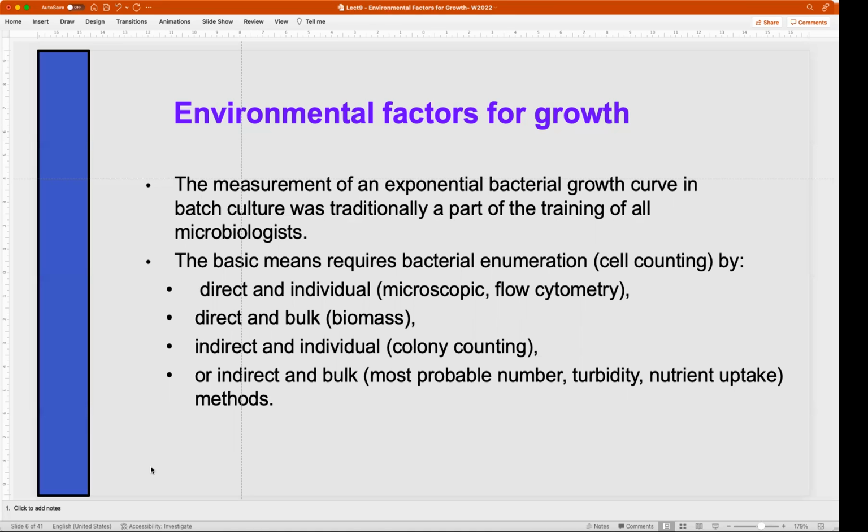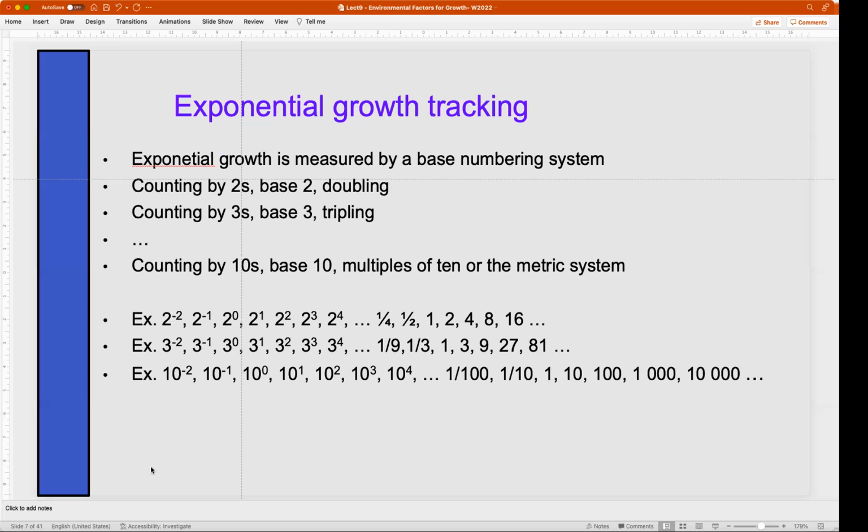Then there's indirect ways as well. One is turbidity. Turbidity is based on how cloudy your liquid is. And what you're doing is you're shining light, you're taking the absorbance reading, and based on how turbid it is, it gives you this amount of bacteria. Okay, so that's the idea of growth in media.